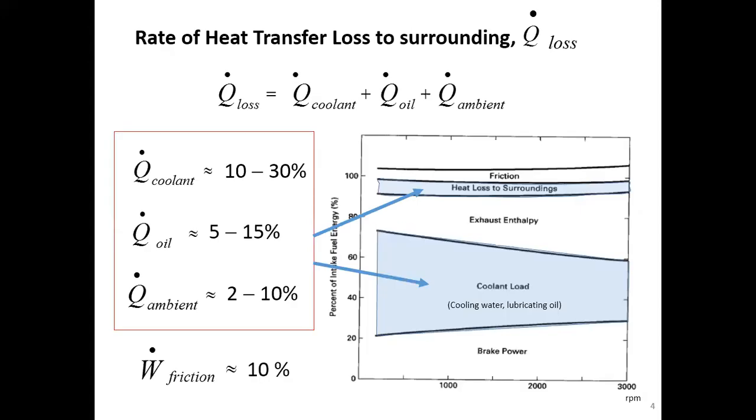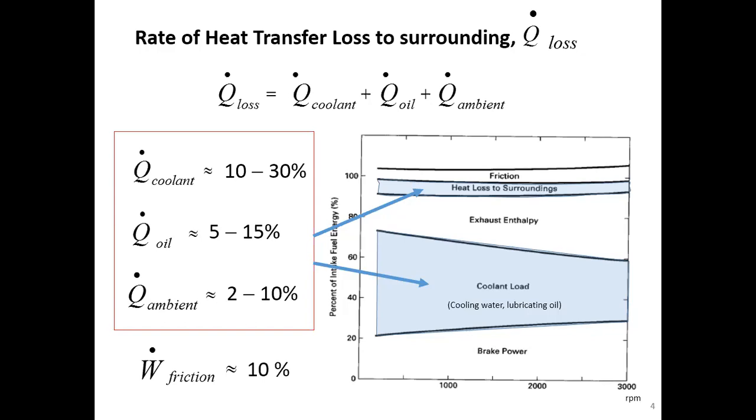Let's look in more detail at the rate of heat transfer loss to the surroundings. We have the coolant loss, because later on it has to go out to the surroundings. We have the lubrication oil, the heat that transfers to the lubrication oil or the engine oil, which later on goes to the surroundings. We also have the ambient, which goes directly to the surroundings at the beginning. So these are all considered the losses here.